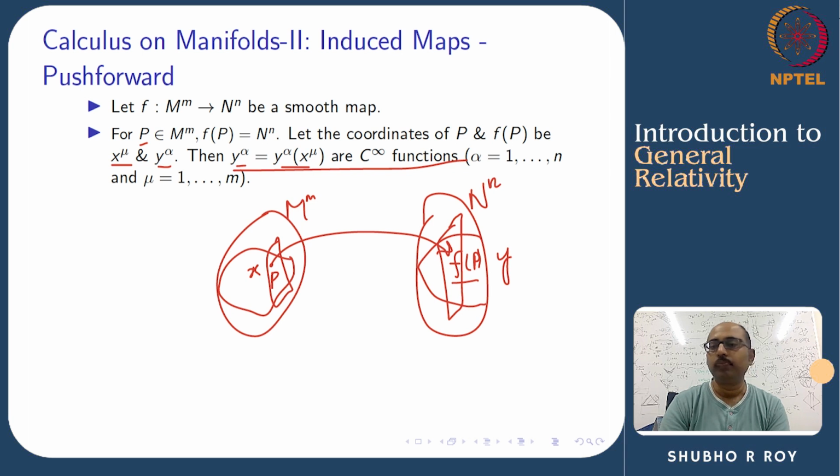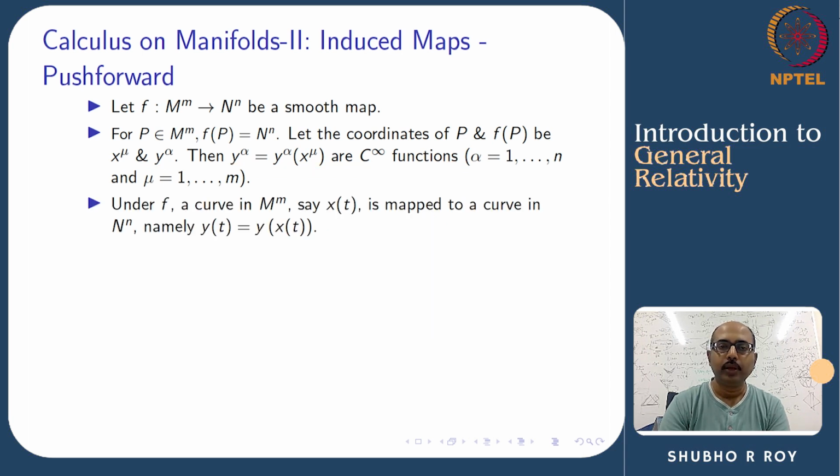How do we see that? It's actually very easy. So consider a curve in M, which is x of t. So t is the curve parameter. So as I vary t, I trace out the curve in M.